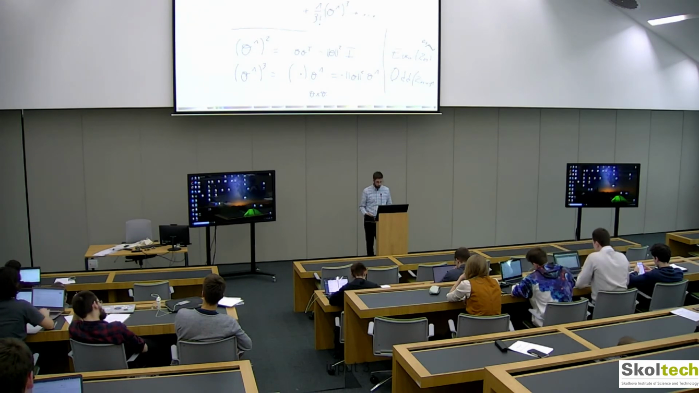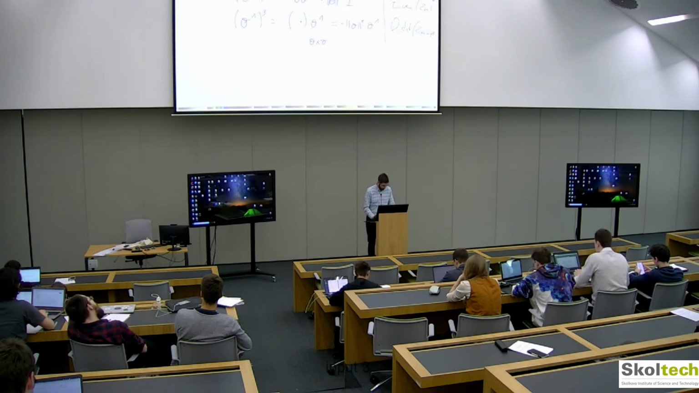And this is great because now we can turn this infinite series into a closed form solution. This is also called the Rodrigues Formula.